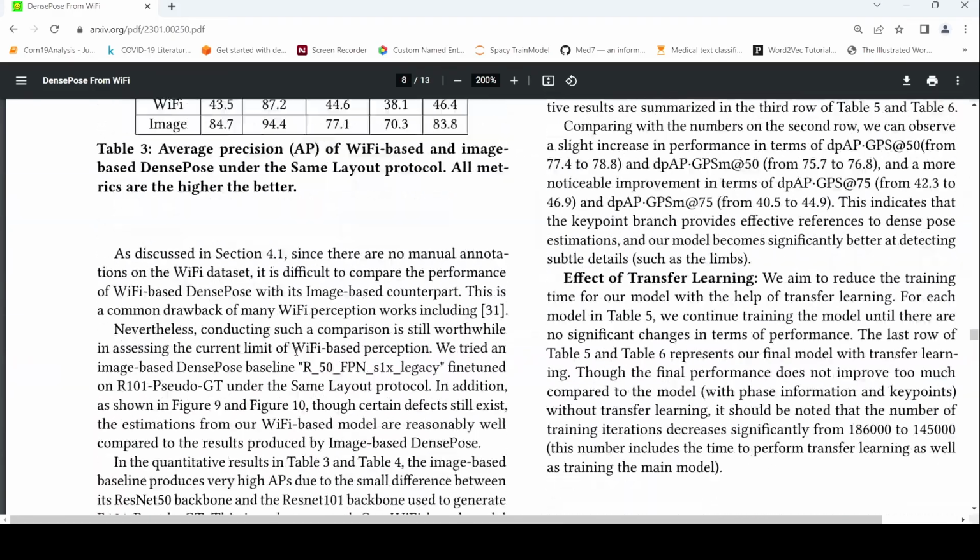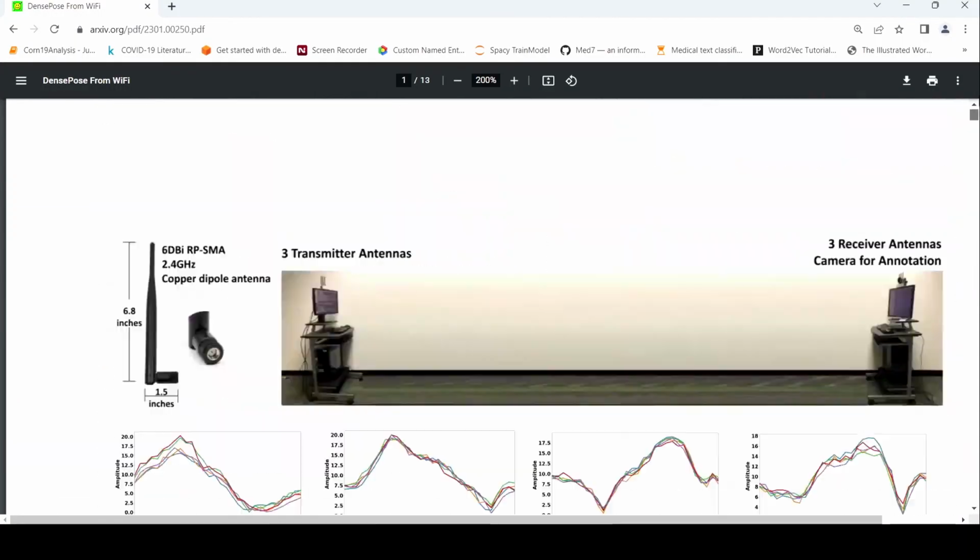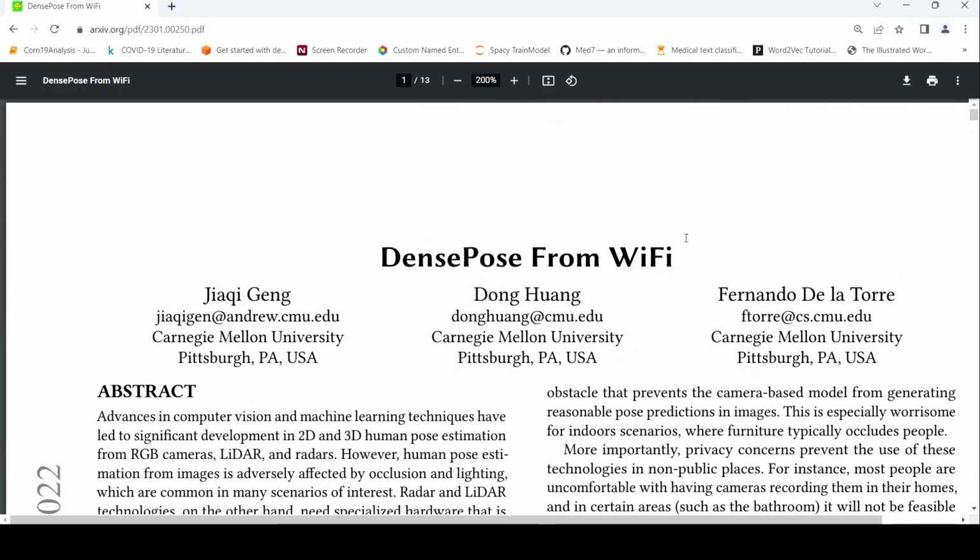Okay, so this was about dense body estimation, DensePose estimation from Wi-Fi. I hope you like this short video on this interesting research paper.